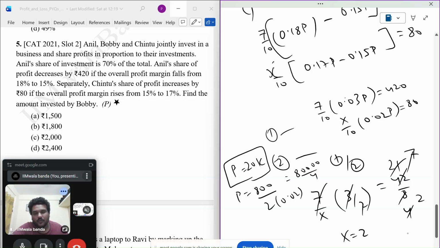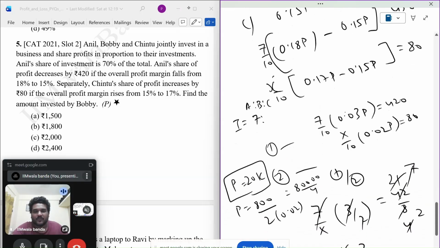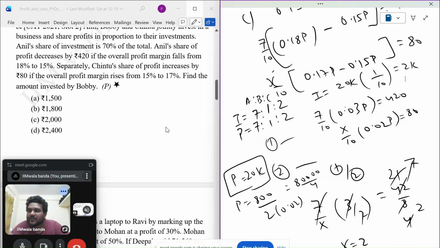Now overall profit is 20k and I know the investment ratio of the three, which is A is to B is to C, came out to be 7 is to 1 is to 2. So if the investment is in the ratio 7 is to 1 is to 2, profit is also in the ratio 7 is to 1 is to 2, and total profit is 20k. So total investment will be 20k, one part of the total 10 parts, or 2k. So basically B's investment is 2k.